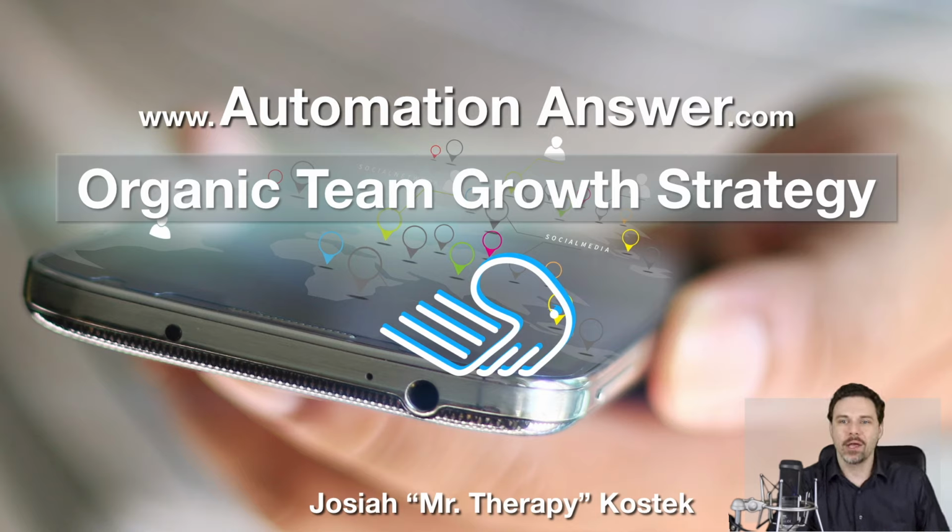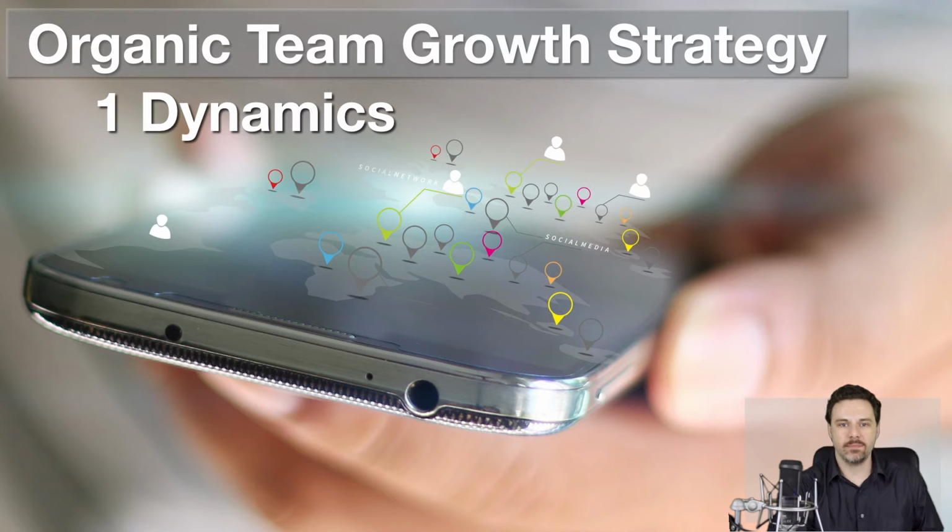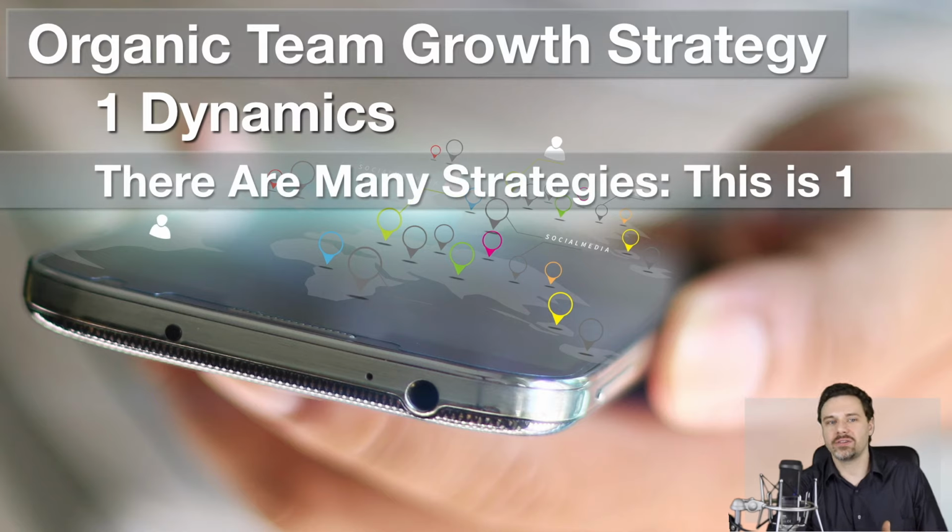But back to the organic team growth strategy. First thing we want to understand is the dynamics. We want to understand that there's many strategies out there, okay? There is no one end-all, be-all strategy, all right? There isn't one thing that works for everybody, but this is one strategy that you're going to be able to employ. Obviously, as we grow and we learn more and do more research on YouTube, we're going to find the Grant Cardones, the Gary Vaynerchuks, the Tony Robbins, and all those people out there that have many different strategies.